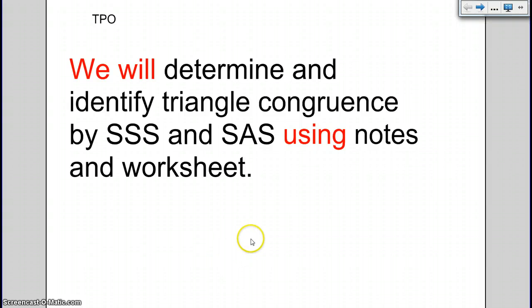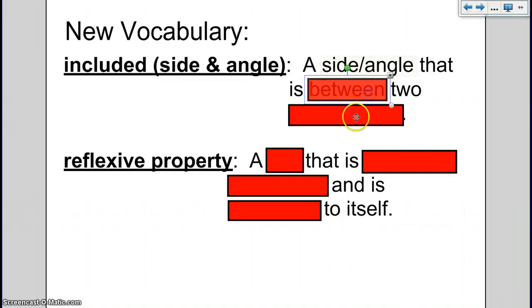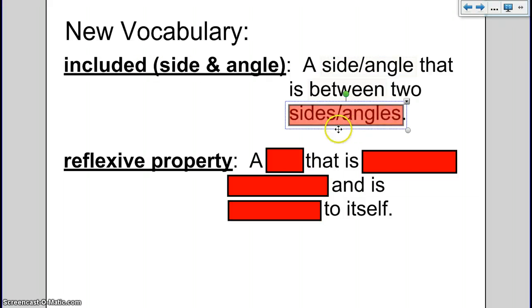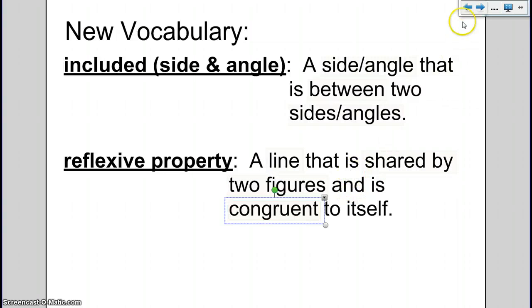Today we will determine and identify triangle congruence by side, side, side, and side, angle, side using notes and worksheet. The new vocabulary that you're going to learn is included, which is a side or angle that is between two sides and angles. The reflexive property is a line that is shared by two figures and is congruent to itself. And we'll show you more examples of that.